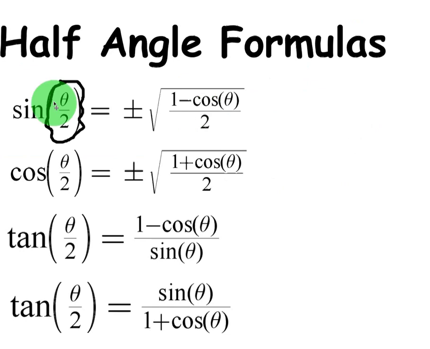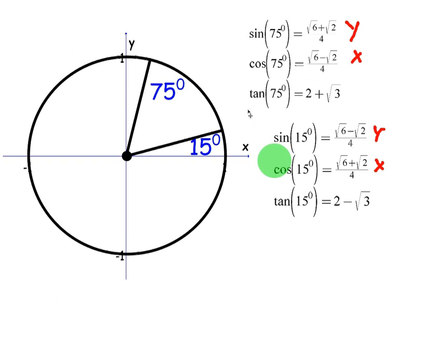So just remember that the sine and cosine half angles are very, very similar, except cosine of theta over 2 has a plus in the radical, and the sine has a minus. So it makes sense that when you figure out cosine of 15, the only difference is the sign here. Sine of 15 is square root of 6 minus square root of 2 over 4. Cosine of 15 is square root of 6 plus square root of 2 over 4.